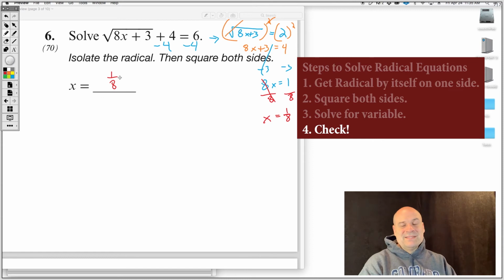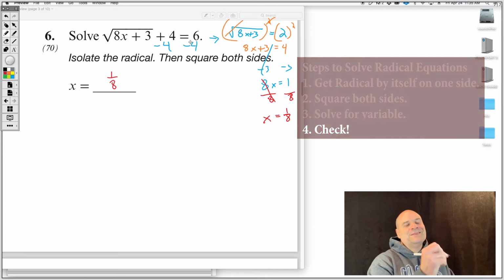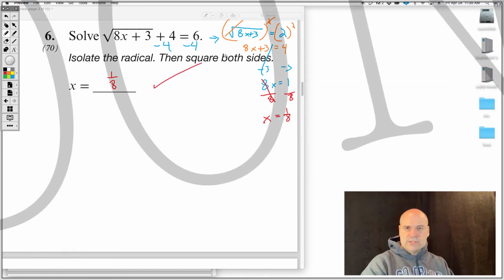All right, now we're going to test this to make sure it works, because sometimes it doesn't. 8 times 1/8 is just 1, plus 3 is 4. Square root of 4 is 2, plus 4 is 6. It checks. Boom. Good job.